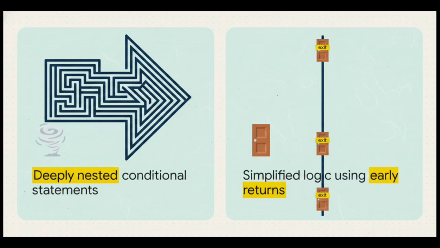But in the refactored version, we simplify it. If user is null, return. You just exit immediately. This flattens the logic, strips out all those annoying nests of brackets, and creates a streamlined top-to-bottom flow that is incredibly easy to read.